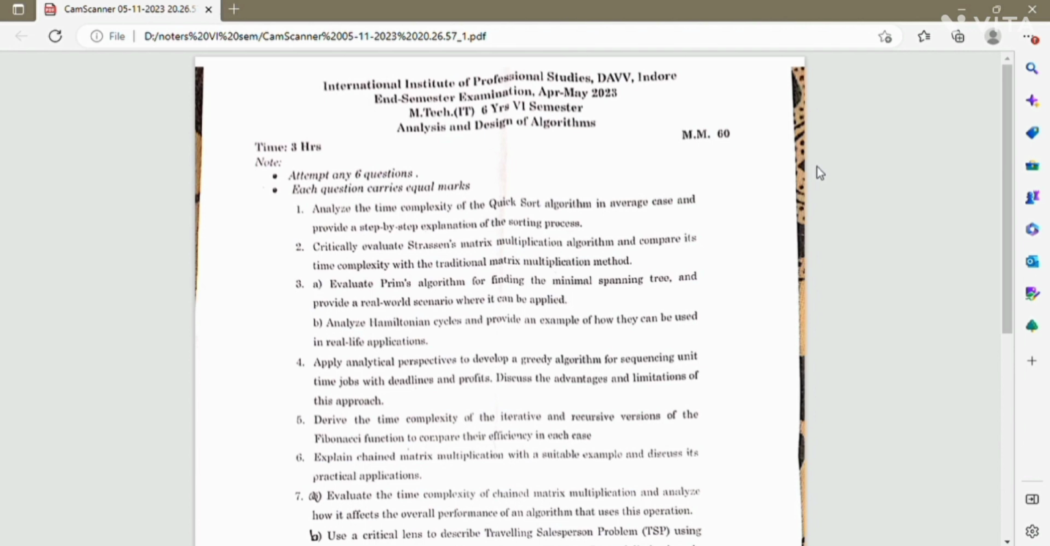We can get an idea of an average case by considering the case when partition puts order of n by 9 elements in one set and order of 9n by 10 elements in the other set. The obtained complexity is order of n log n. The step-by-step explanation of the sorting process.